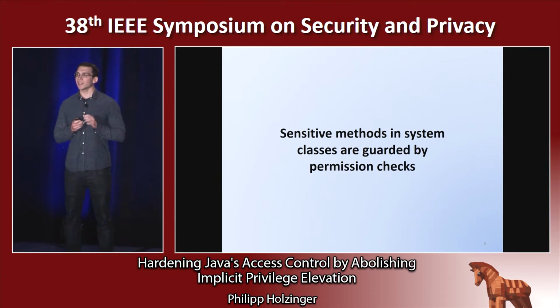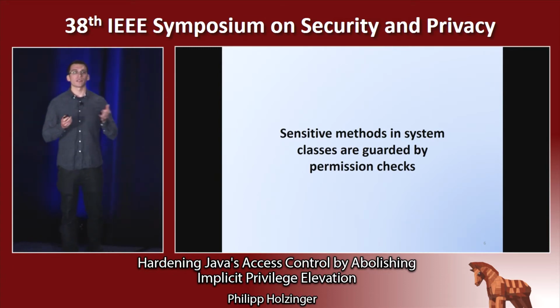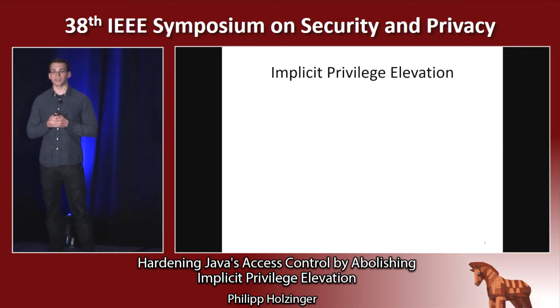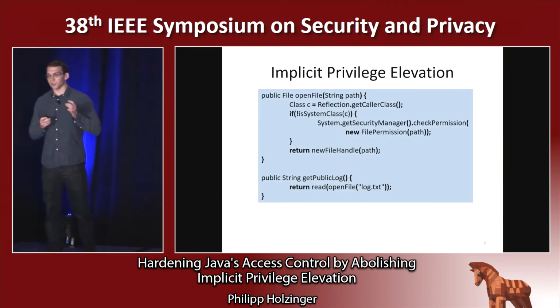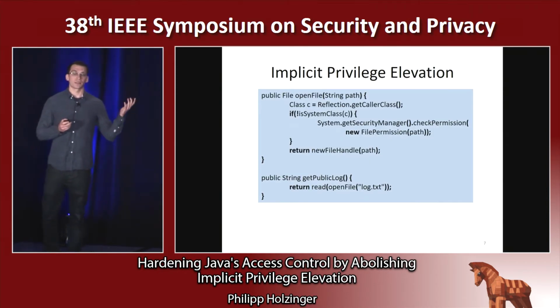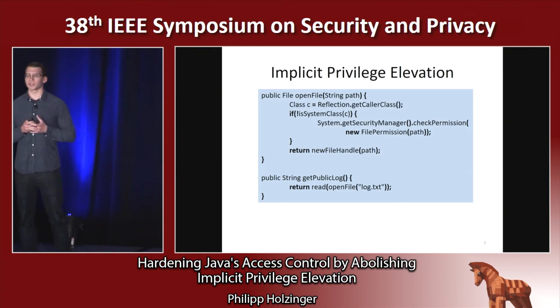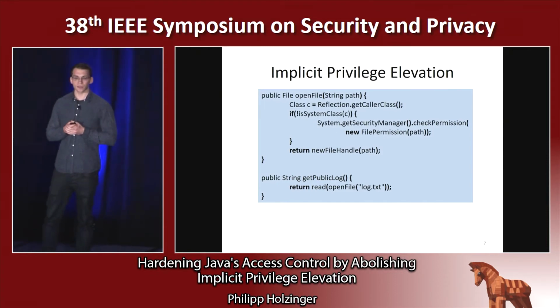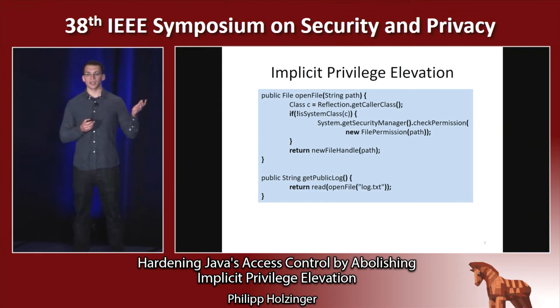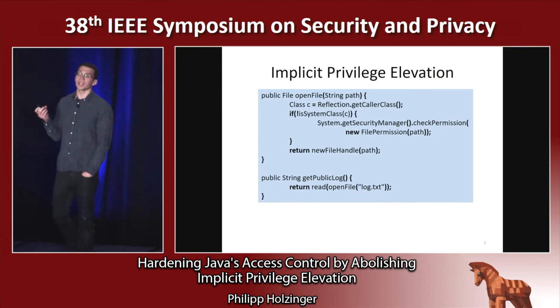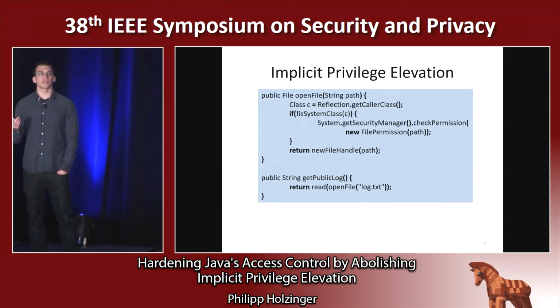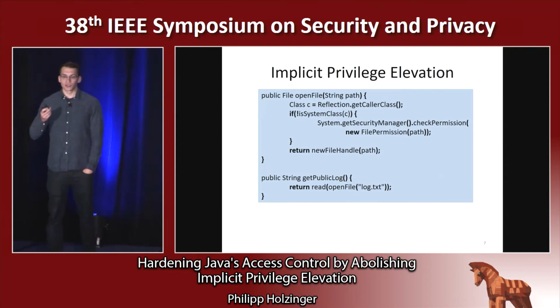What we find in our study is, however, that there is a deviation from this model, which is basically implicit privilege elevation. Consider, for instance, this hypothetical example here. Just suppose that this is a system class. This system class has two methods, openFile and getPublicLog. The openFile method receives a string argument, which represents a path to a file, and it just returns a file handle to the file. That's all it does.